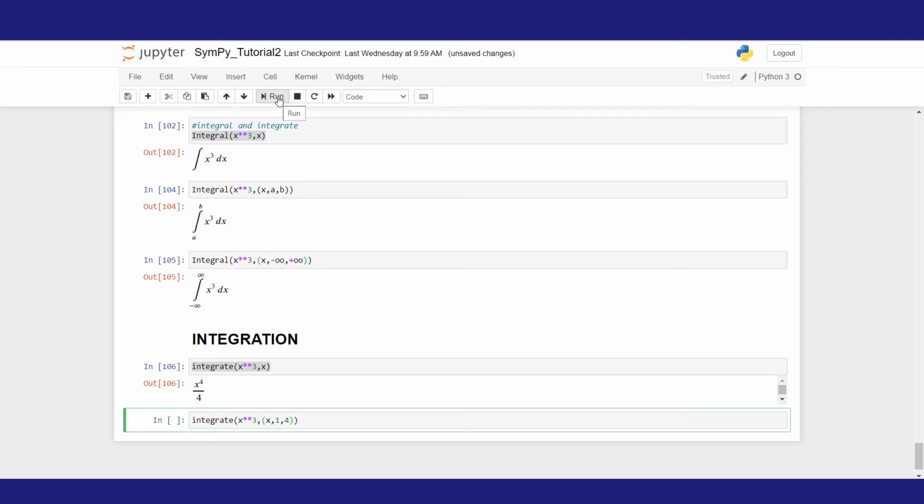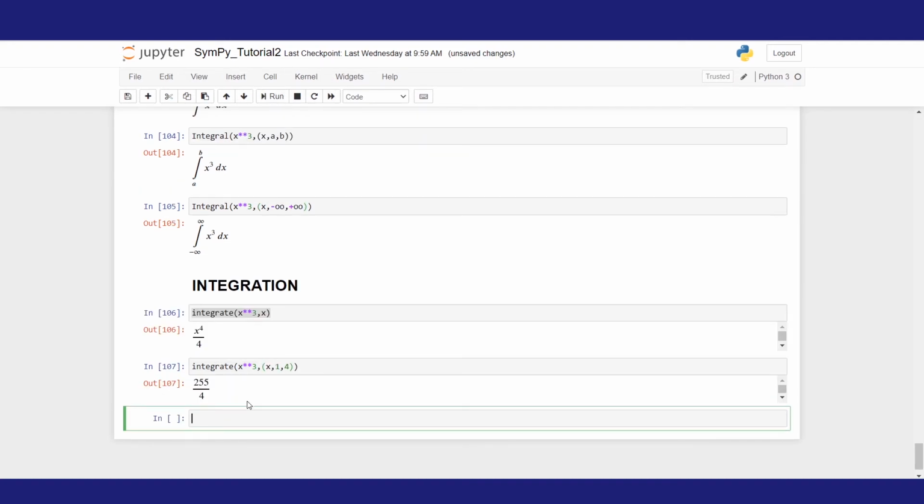Okay, and so this is going to be evaluated at x equals 1 and x equals 4. As we have already seen, 1 is the lower limit and 4 is the upper limit, and that's what we have. So basically this is integration. Let's try to look at integrate sine of 2x, and then we have our symbol x, and then pi over 4 to pi over 2.